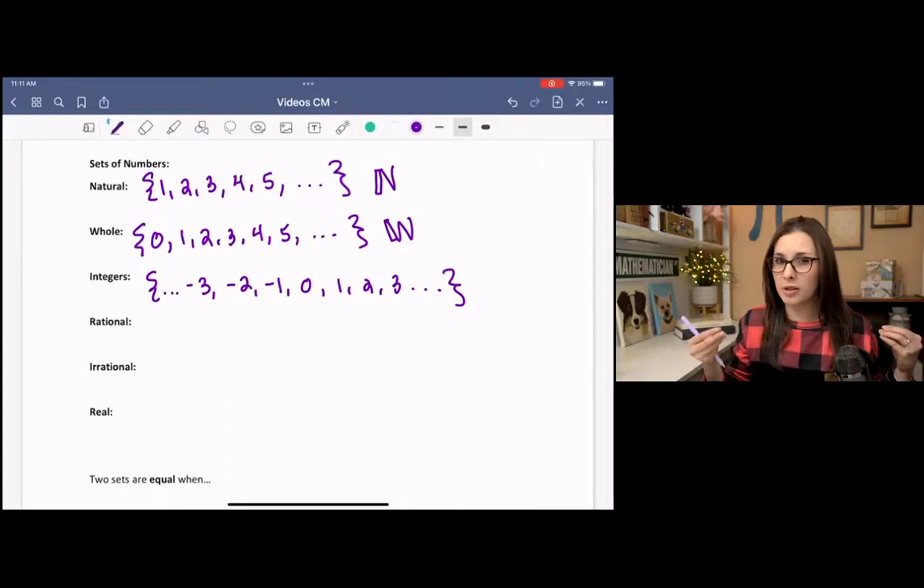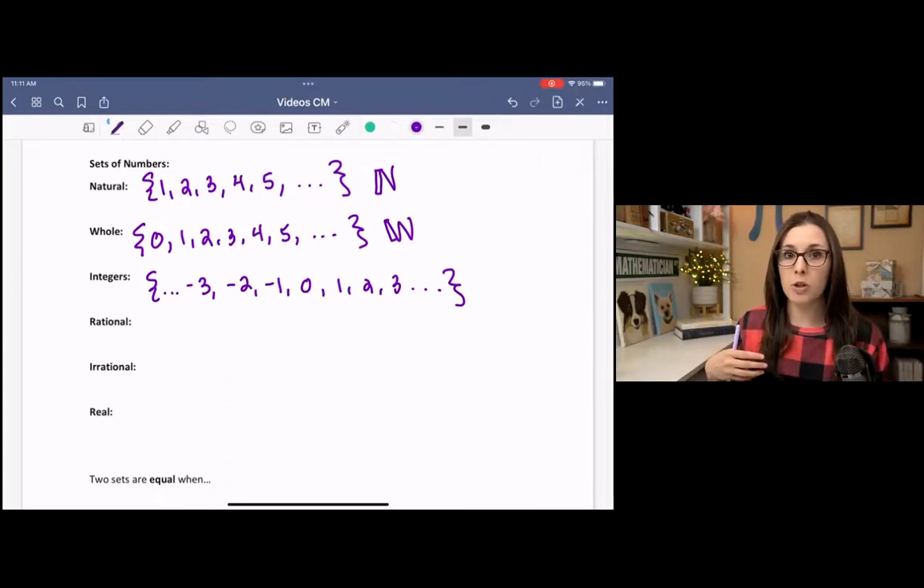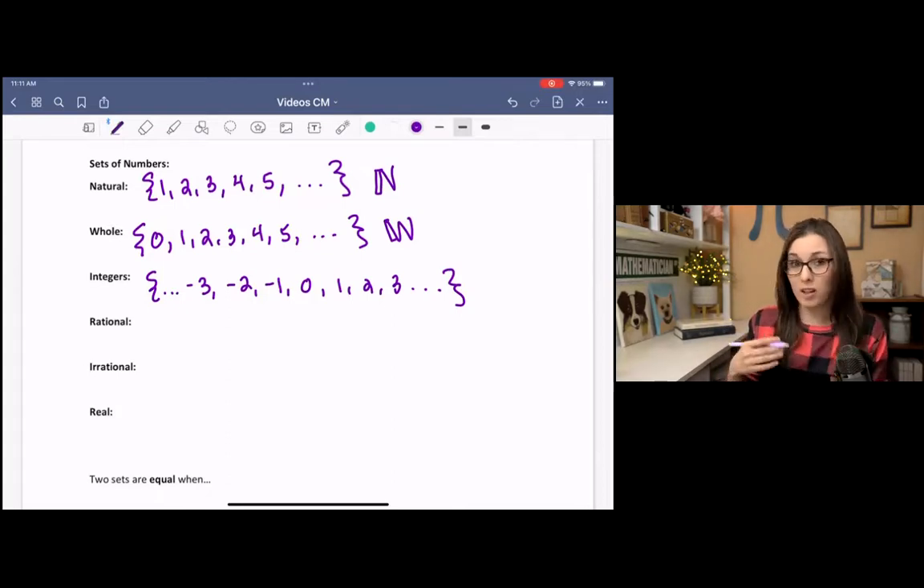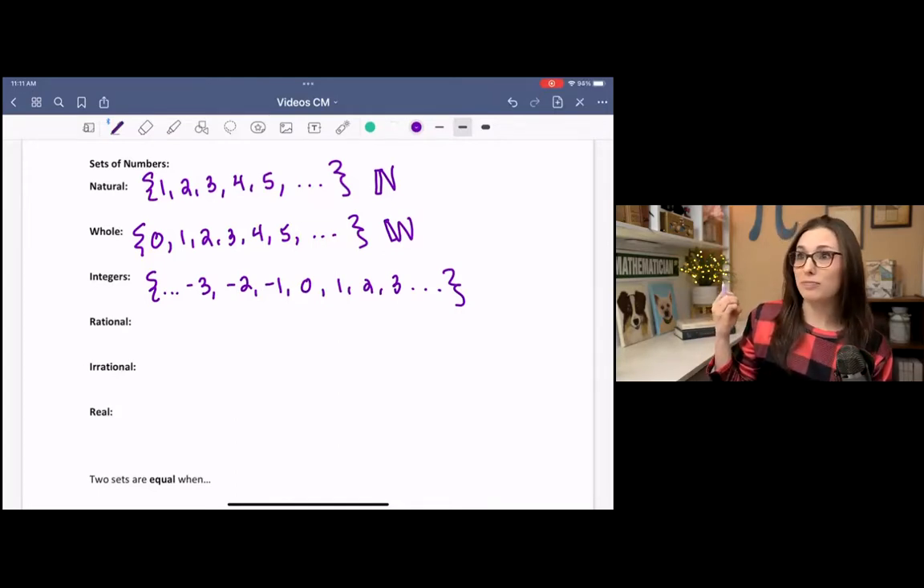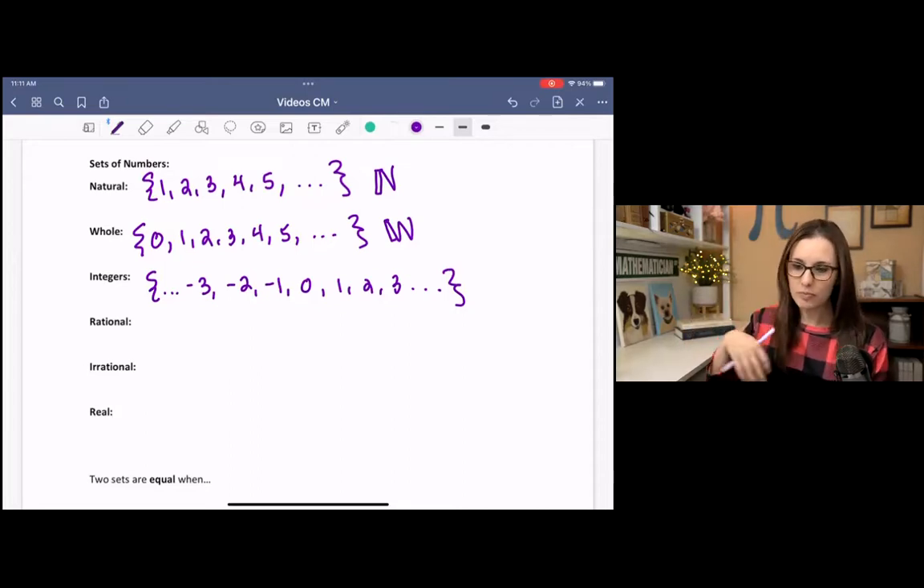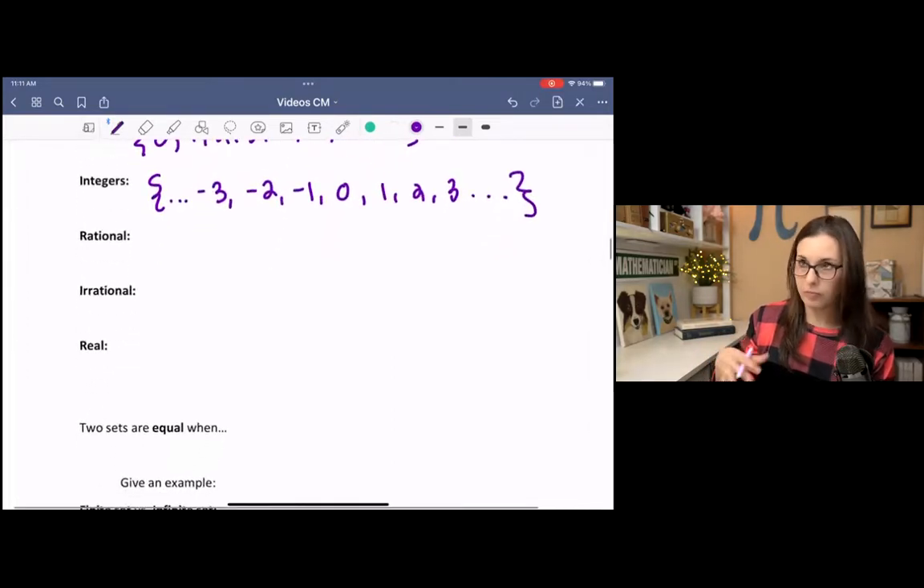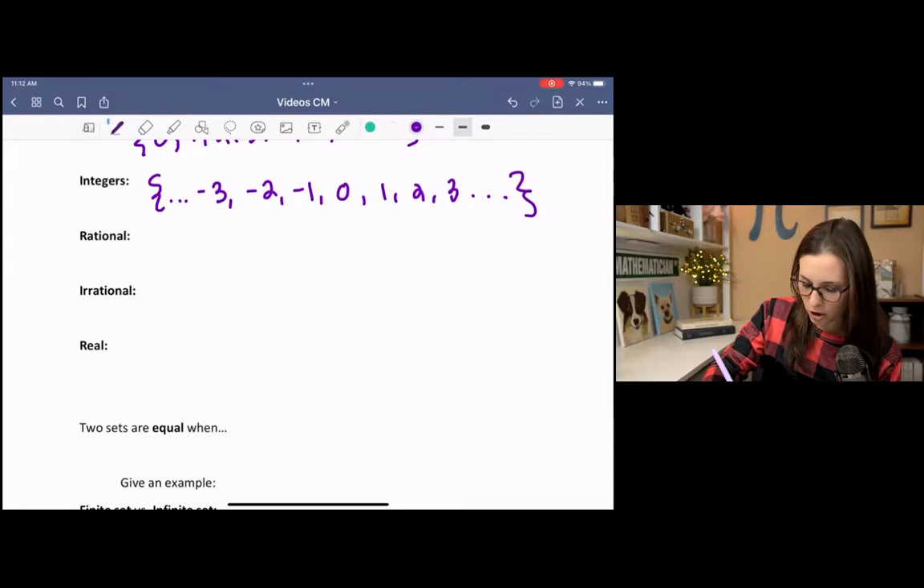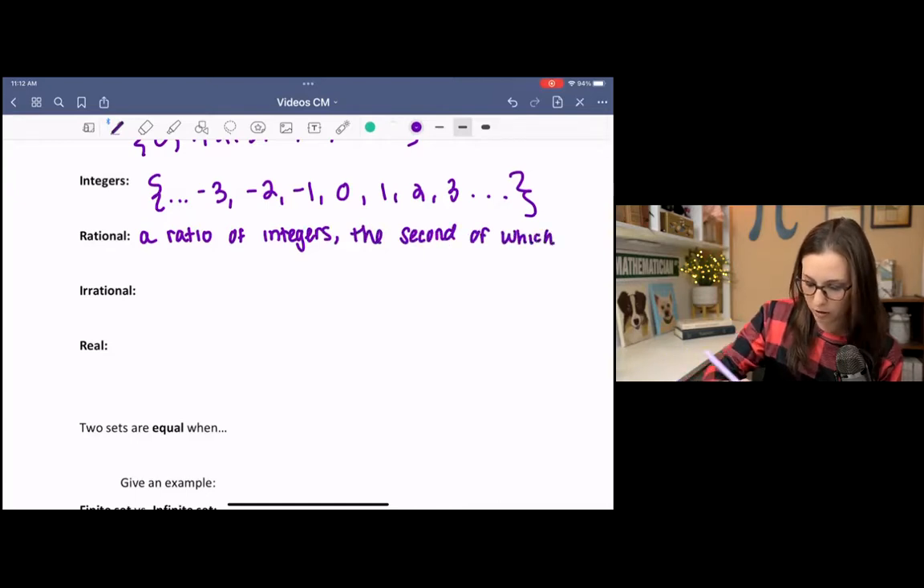Now I mentioned that these are just counting numbers. They don't include fractions or decimals, which means that now we need to account for those numbers that we use. We use fractions and decimals when we spend money or bake cookies or cake or whatever. So anything like that, that's called a rational number. A rational number is a fraction or a decimal. So technically speaking, any number that can be written as a fraction, and a fraction is a ratio of integers, the second of which cannot be 0.